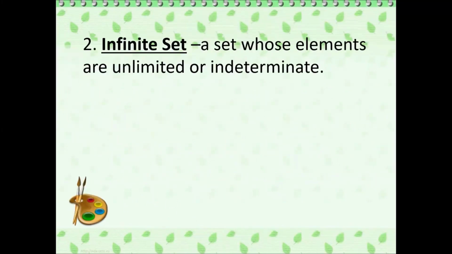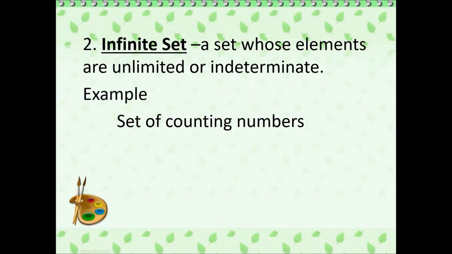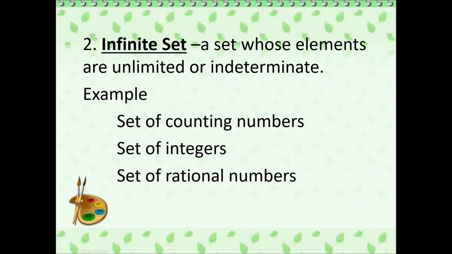Another kind of set is the infinite set. It is a set whose elements are unlimited or indeterminate. Example, the set of counting numbers. Meaning, the counting numbers have no end. Unlimited. Next, the set of integers, the set of rational numbers, and the set of whole numbers are examples of infinite sets.